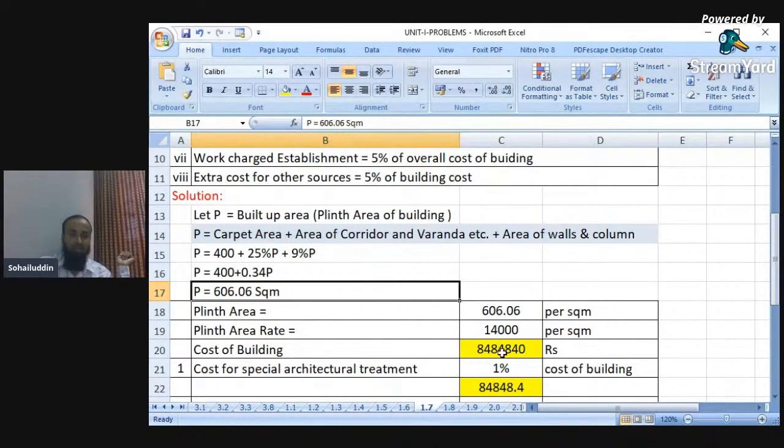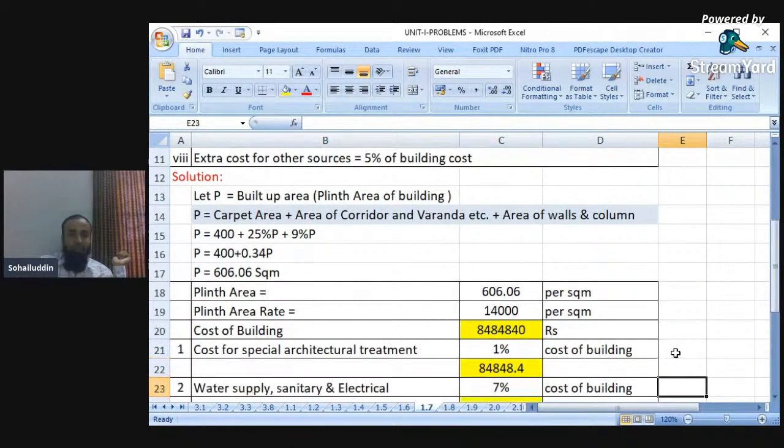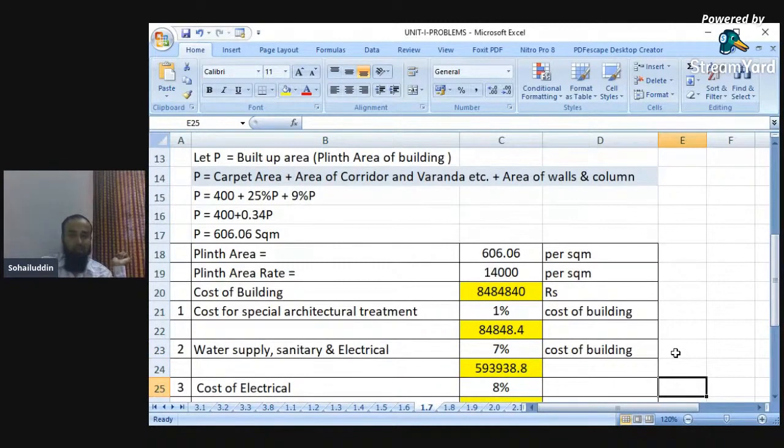It is just the multiplication, which gives 8 crores 48 lakhs 48,40 rupees. The cost of building is nothing but this, just the multiplication of plinth area into plinth area rate. Next is 1% of this cost of building. So 1% of this cost of building is taken by the special architectural treatment, that is exterior architectural treatment.